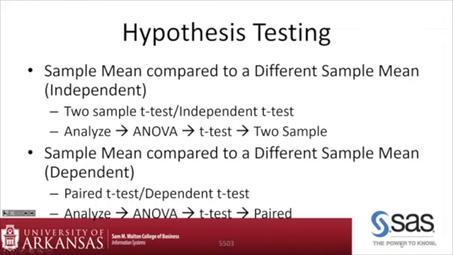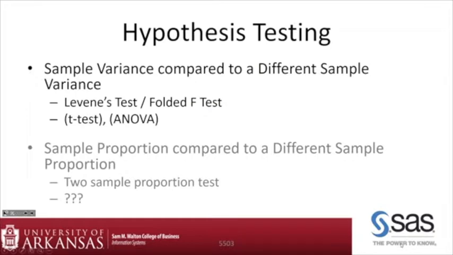So here's our nice little summary slide of how we're going to get to this. All of it's going to be going through the Analyze, ANOVA, t-test, and we get to choose whether we want a 1-sample t-test, a 2-sample t-test, or SAS is going to call it a paired t-test. To find the variance, when we do our independent t-test, we get a test of variances for free. We can also use the ANOVA feature, which we're really going to focus more on next week. So there's a couple different ways that we can tell if 2 variances are different from one another.